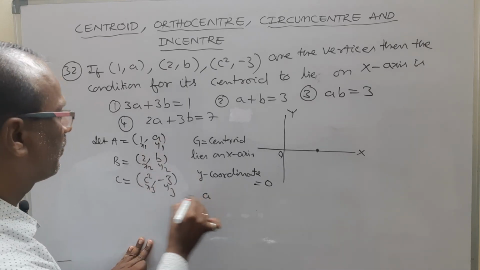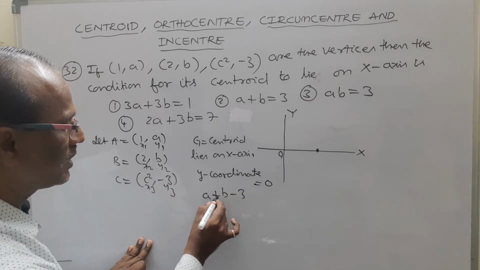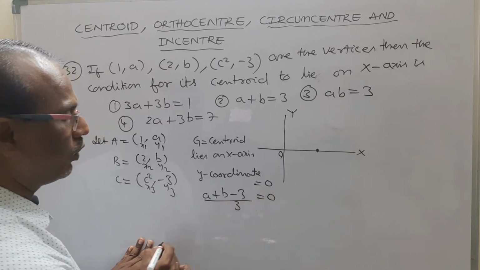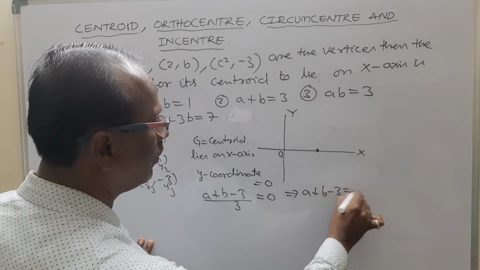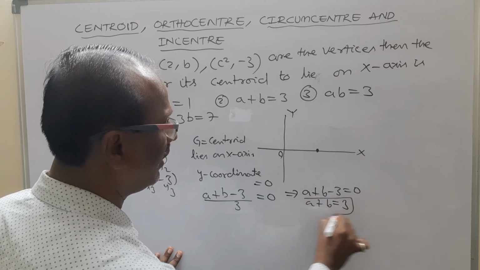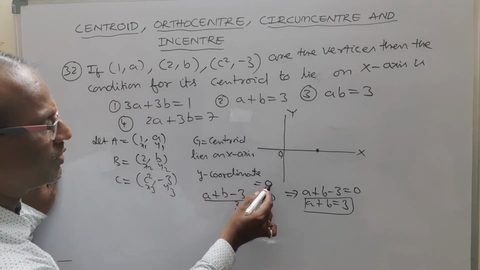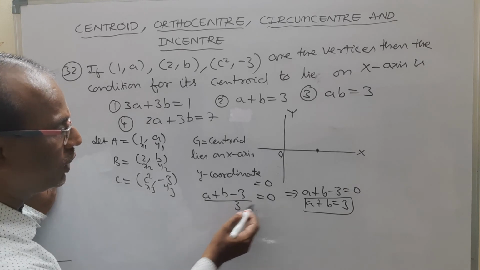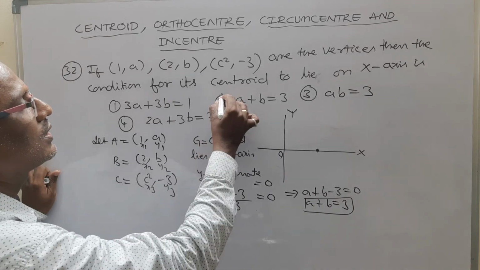y1 is a, y2 is b, y3 is minus 3. So (y1 plus y2 plus y3) by 3 equal to 0. 3 into 0 is 0, so a plus b minus 3 equal to 0, a plus b equal to 3. This is the condition for the centroid to lie on the x-axis. Take the condition that the y coordinate of the centroid is 0: a plus b minus 3 equal to 0, a plus b equal to 3. The second option is correct.